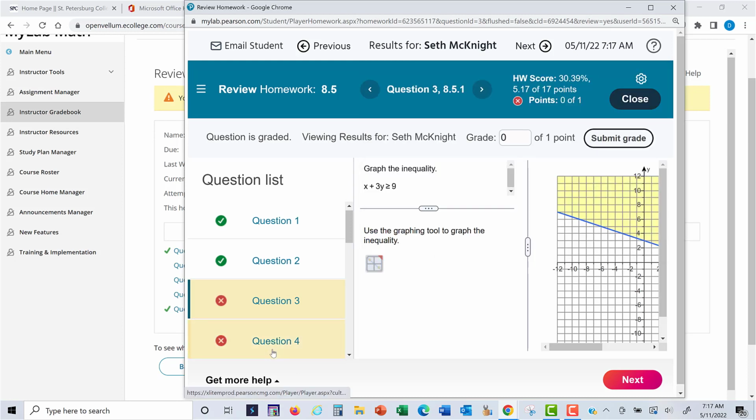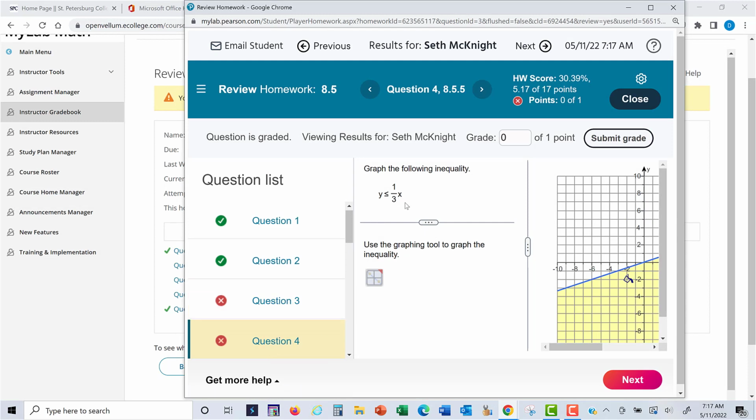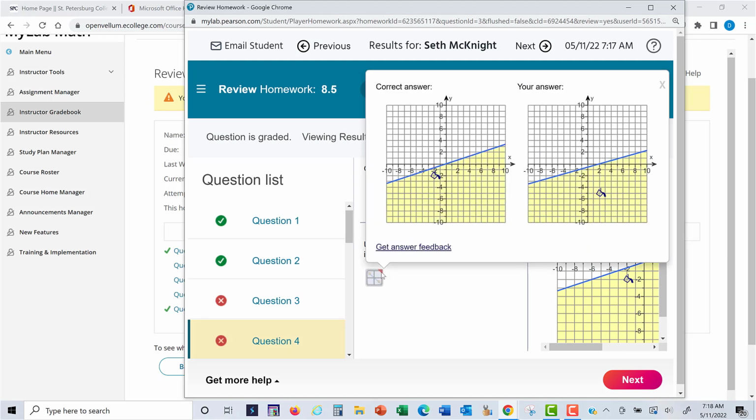And then on question number 4, this is going to go through the origin because when x is 0, y is 0. And then if you put in x equal 3, you're going to get y is 1. So let's take a look at what you had and what was the correct graph.